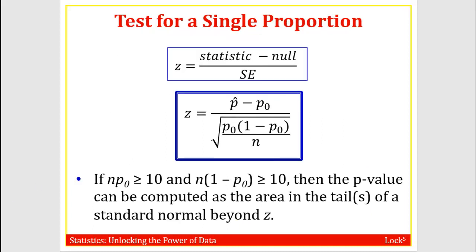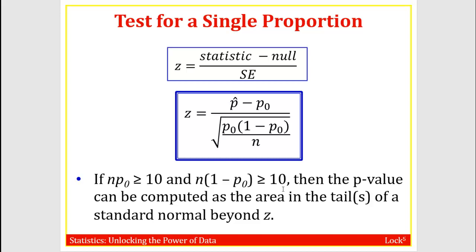That makes our resulting test statistic look like this. We're going to have z equal to p hat minus p naught divided by the standard error with p naught substituted in. So square root of p naught times 1 minus p naught over n. The requirements for this are that n times p naught and n times 1 minus p naught are both greater than or equal to 10.